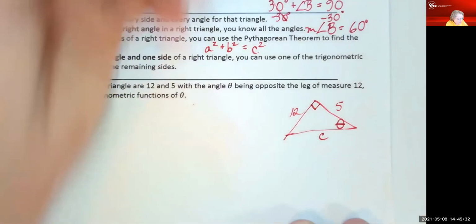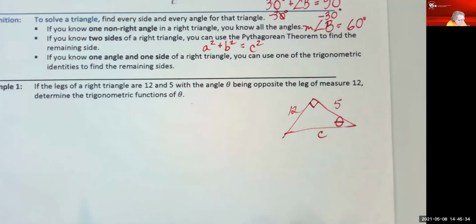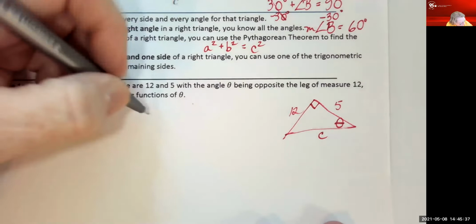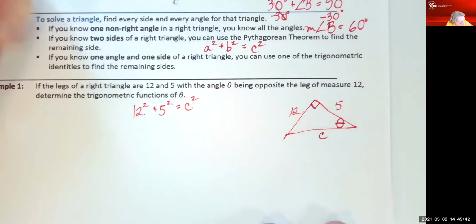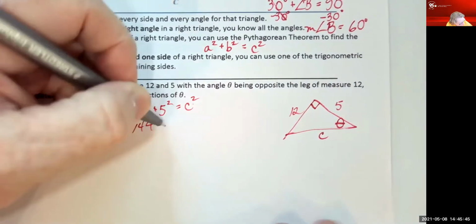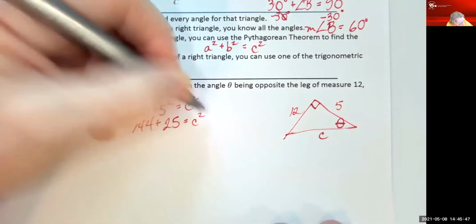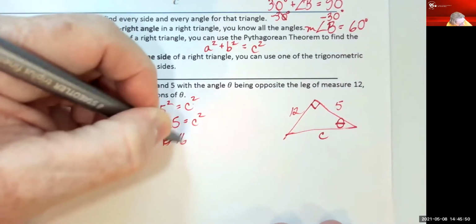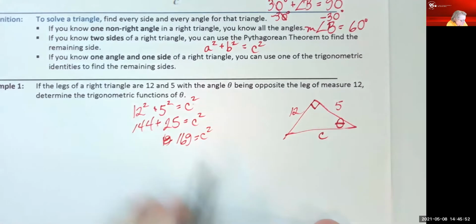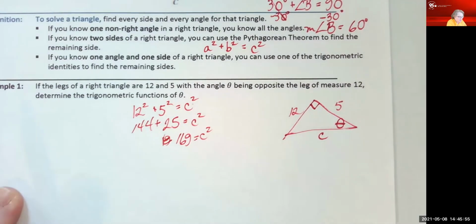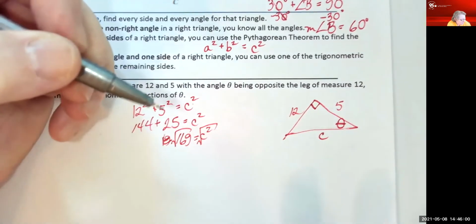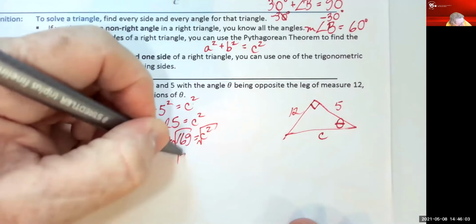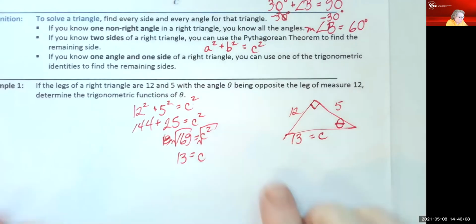If we know that C is opposite the right angle. Exactly right. We're going to take 12 squared plus 5 squared. We know that that's C squared. So 144 plus 25 is C squared. We know that C is positive, so when I take the square root of both sides, I only need to consider the positive. That's why I don't need a plus or minus sign this time. So we know that the hypotenuse has measure 13.